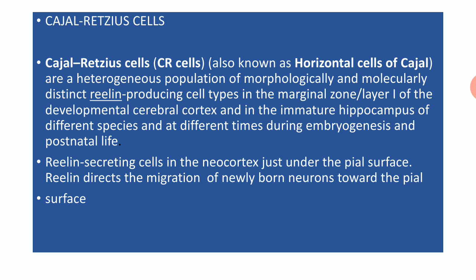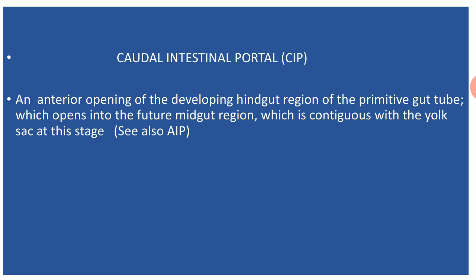Cajal-Retzius cells. Cajal-Retzius cells, CR cells, also known as horizontal cells or Cajal cells, are a heterogeneous population of morphologically and molecularly distinct reelin producing cell types in the marginal zone and layer of the developing cerebral cortex and in the immature hippocampus of different species and at different times during embryogenesis and postnatal life. Reelin secreting cells in the neocortex. Very important cells these are.